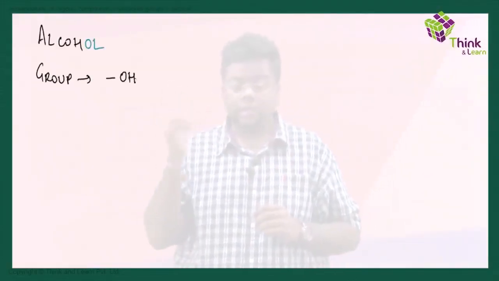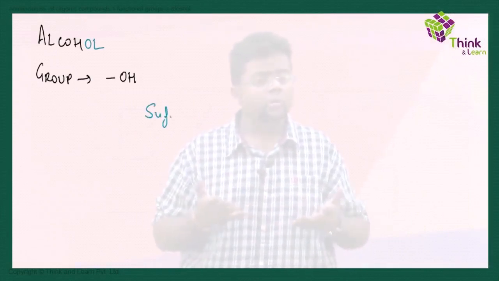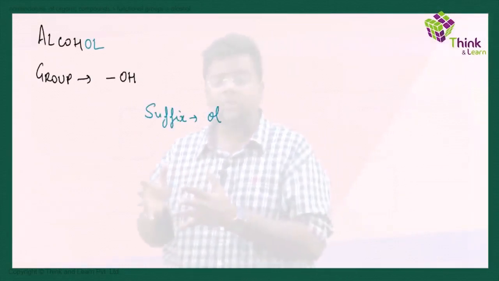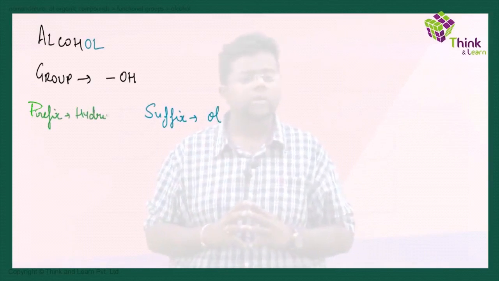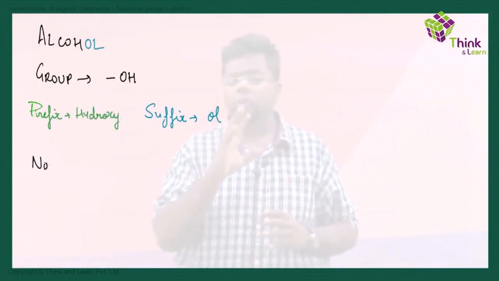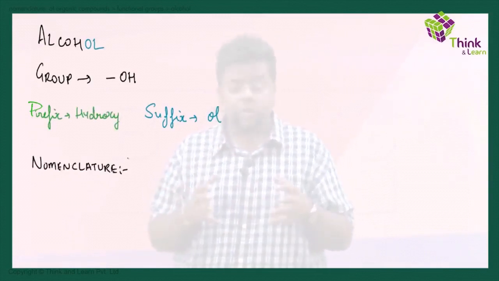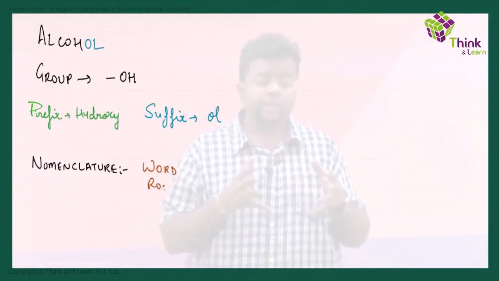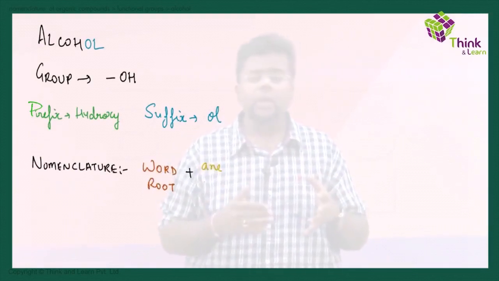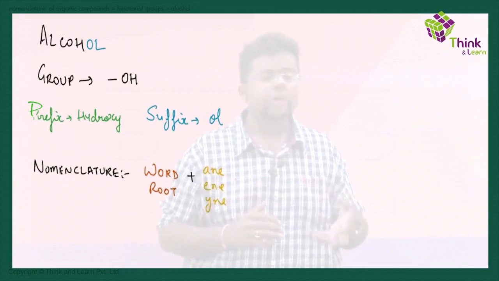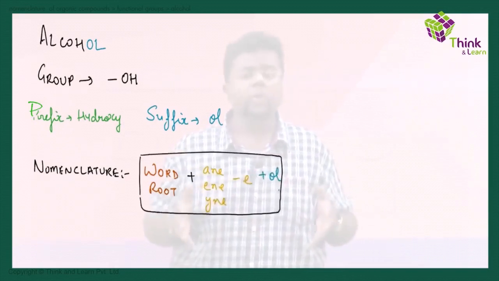So the first functional group that we have is alcohols. Now the group for alcohol is OH. The suffix would be ol, and the prefix over here would be hydroxy. Now how do we do the nomenclature? For the nomenclature, you would use the word root, then you will add ane, ene, or yne, subtract e and add ol. So that would be your nomenclature.